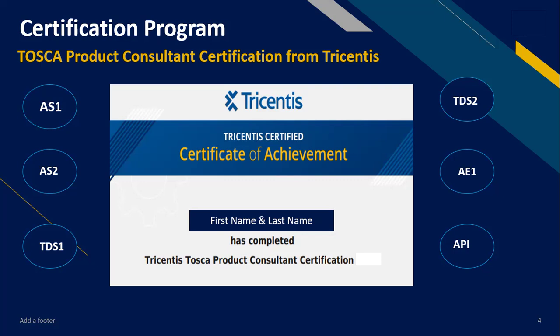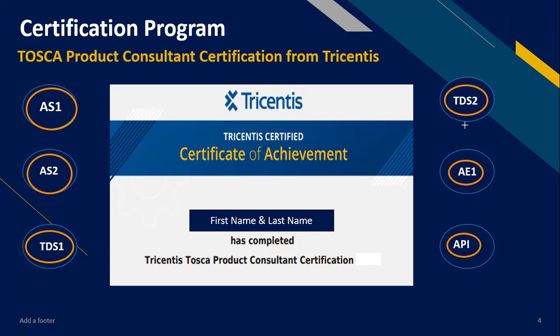Now, what are the certifications introduced in total? AS1 is Automation Specialist Level 1, then Automation Specialist Level 2, Test Data Services Level 1, Test Data Services Level 2, Automation Engineer Level 1, and API Test. If you complete these six certificates, the seventh one is the final exam. In that final exam, finally you'll be a certified consultant of the Tricentis company.